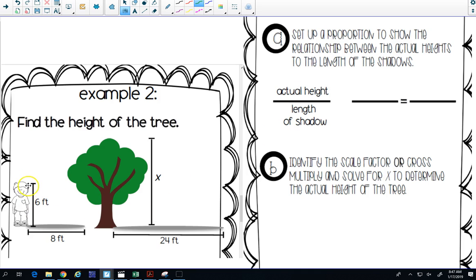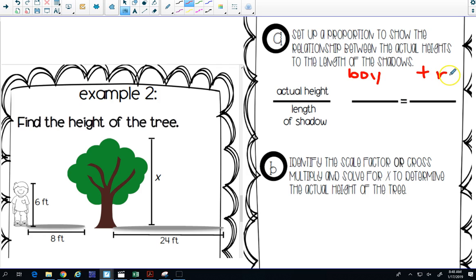So the actual height, we've got two different things that we're talking about. I'm going to try to draw with my mouse because my pens aren't working well. So we've got two things that we're comparing. We have, is that a boy? I think it's a boy. We have a boy. So he represents the smaller triangle. And then what's the other item that we're measuring? A tree.